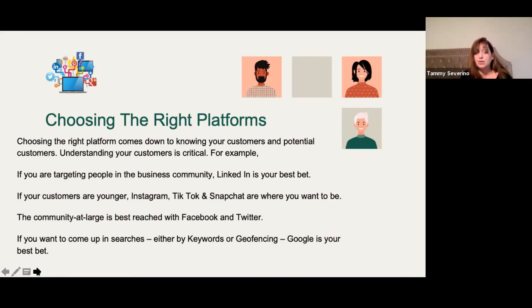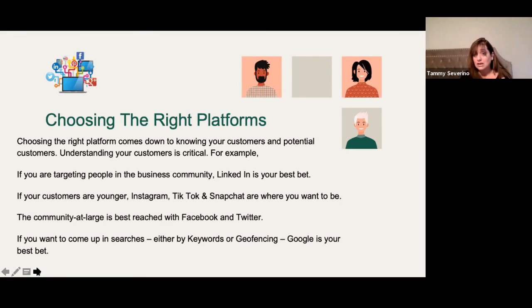So for example, if you're targeting people who are in the business community, you want to go to LinkedIn. If your customers are young, super young, really in that under 30 set, you're looking at Instagram, TikTok, and Snapchat. Those are going to be the three platforms that are their playground. If you really are talking about geography, but anybody within that geography is where you want to reach, Facebook and Twitter are really going to be the strongest find for you.